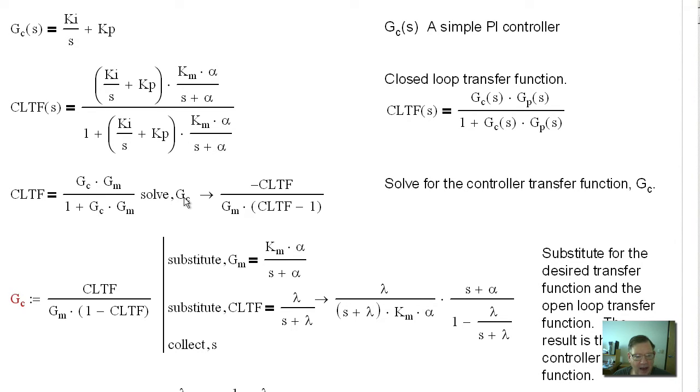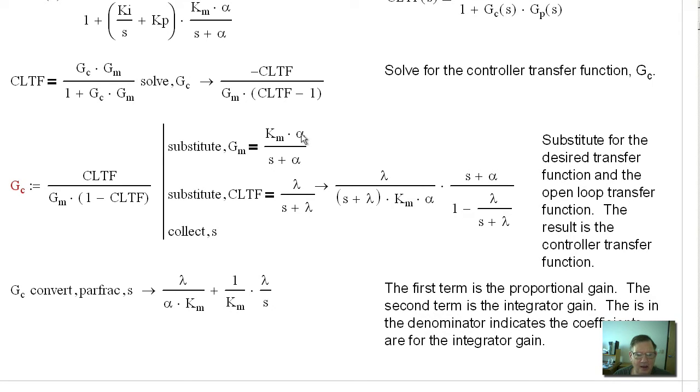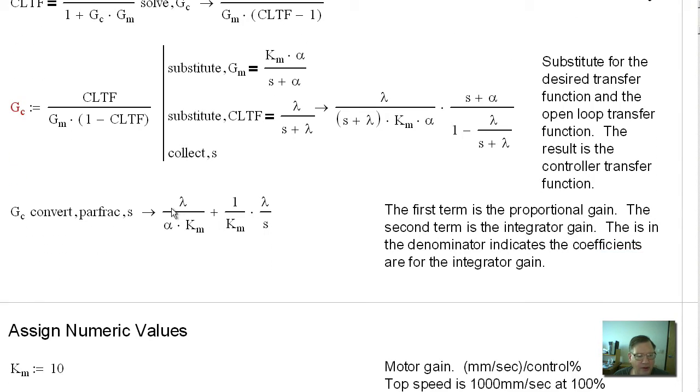I can now solve for my controller gains. I have to remove the S because it doesn't solve for functions itself, just variables. So the controller transfer function is this. And if I then substitute the open loop transfer function for the motor, and the desired transfer function, which is just a single pole, like a low pass filter, for my desired closed loop transfer function, and then solve, I end up with this.